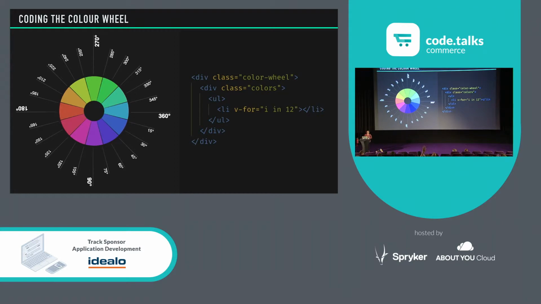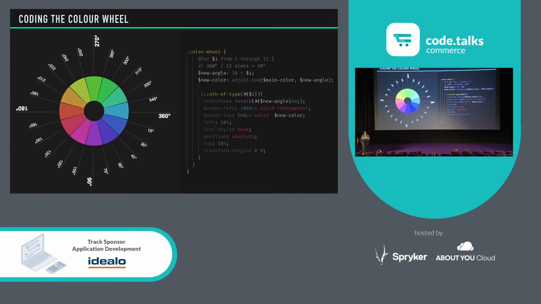For those of you who are not familiar with Vue.js, it's basically a JavaScript framework that allows us to manipulate the DOM in a really easy way. So that's why I'm using Vue.js in the examples I'm going to show today. But of course, the concepts that I'm going to explain, you can apply with the technology of your choice. So basically, I have 12 list items. I'm just using the v-for here to loop through and render the 12 color slots that we are going to have in our color wheel.